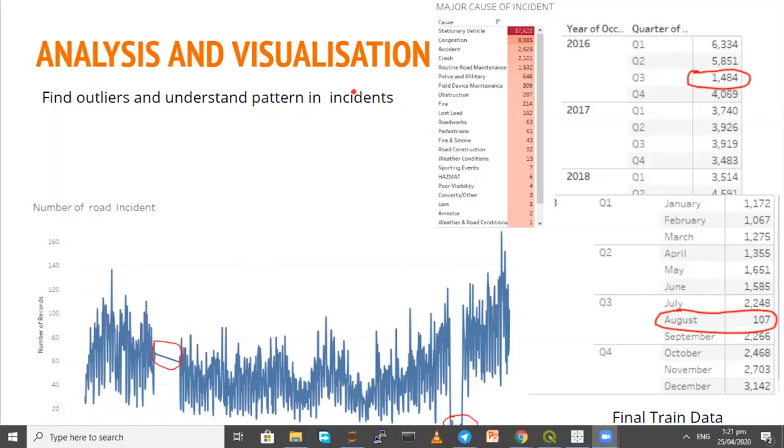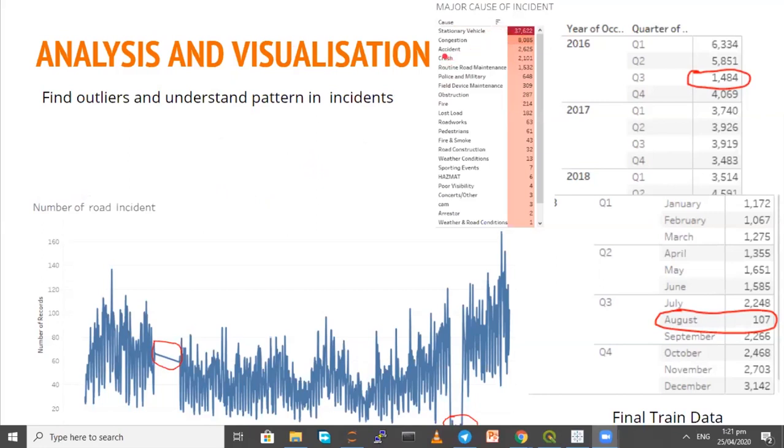For the analysis and visualization, we carried out analysis on the data to find outliers and understand patterns of incidents. From what we found in the data set about the incidents, we saw that the major cause of incidents was stationary vehicles. A stationary vehicle could be a result of a car parked where it's not supposed to be, or a car that has broken down, or one of other reasons.